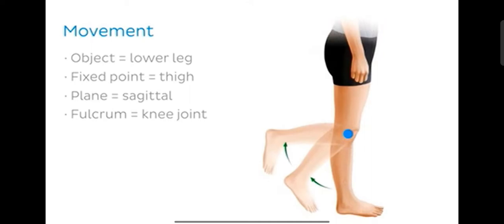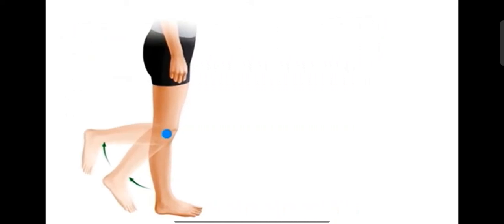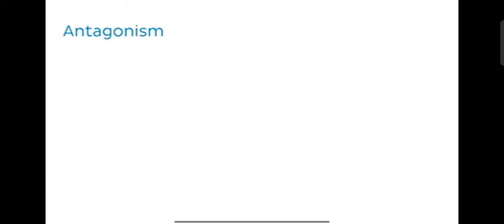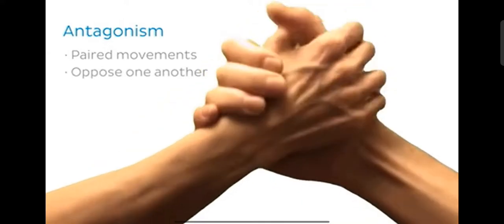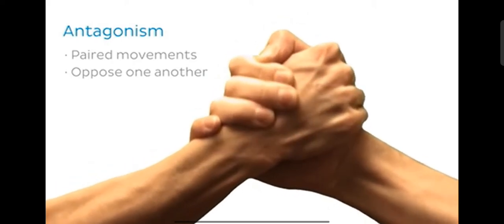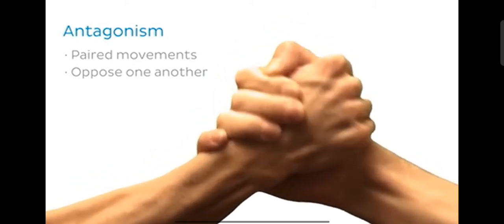Now that we have an understanding of the underpinning of movement, we can talk about the concept of antagonism. Many of the body's movements are given in pairs. This is because they work in opposite directions to one another, like these guys are doing here. We call this then antagonism and describe the movement as antagonistic to one another. So now we can move on to the different kinds of movement.